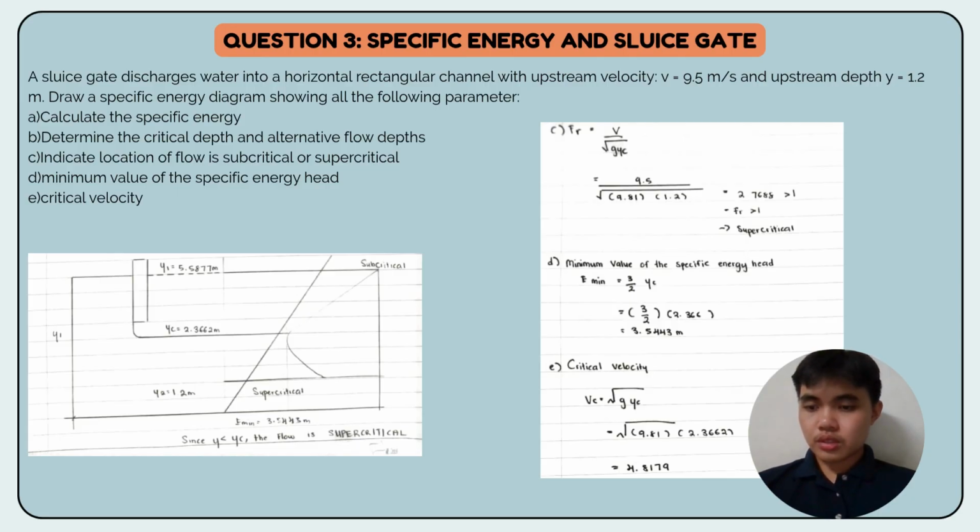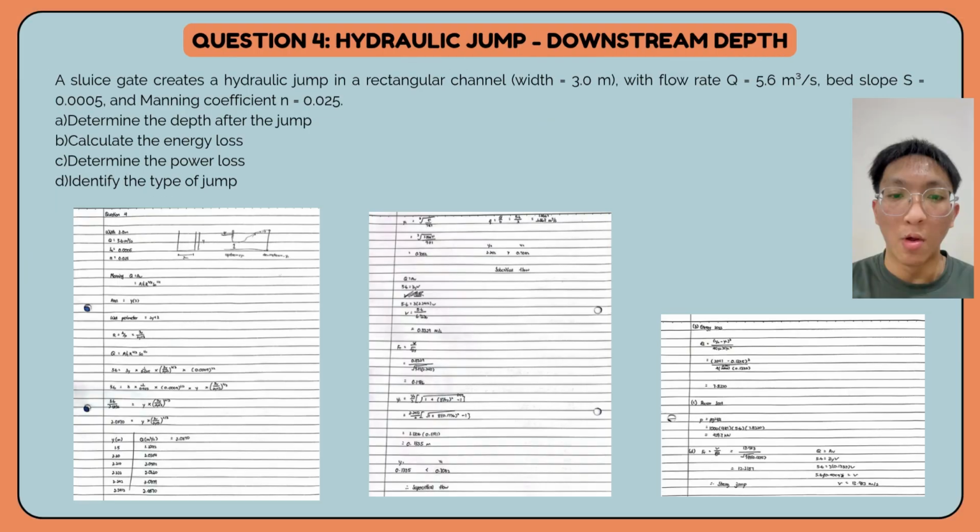So since Y is lower than YC, the flow is supercritical. For the last question is hydraulic jump, downstream depth. The data given is width with 3 meter, Q equal to 5.6 meter cube per second, slope is 0.0005, and the n is 0.025.